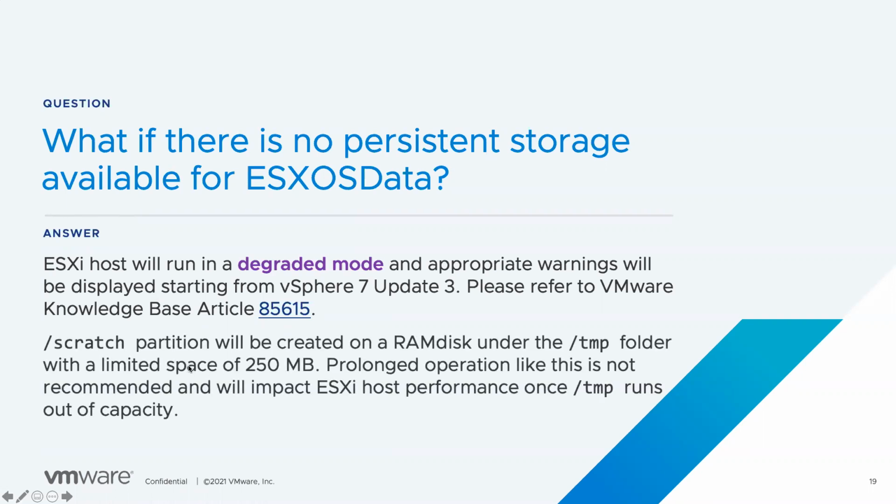Also, a very important thing to note is the scratch partition. If you do not have any persistent storage available, your scratch partition will be created on the RAM disk, under a temporary folder, which is not a persistent storage location. This folder has a very limited space of 250 MB, which means that once this space is filled up, your ESXi host may exhibit performance issues if it runs out of capacity.